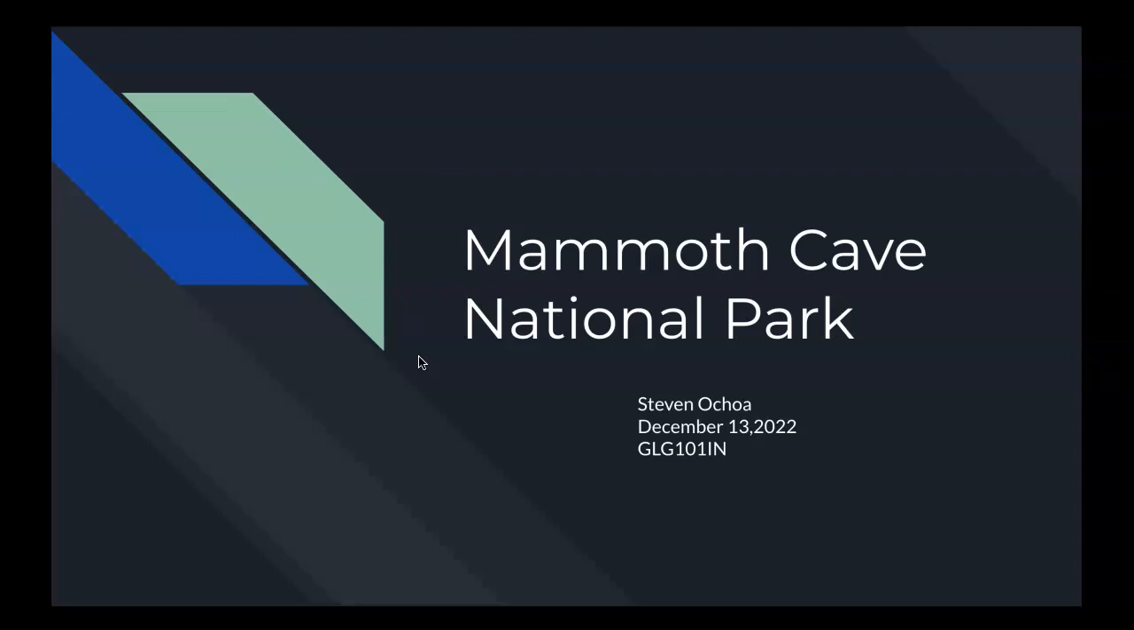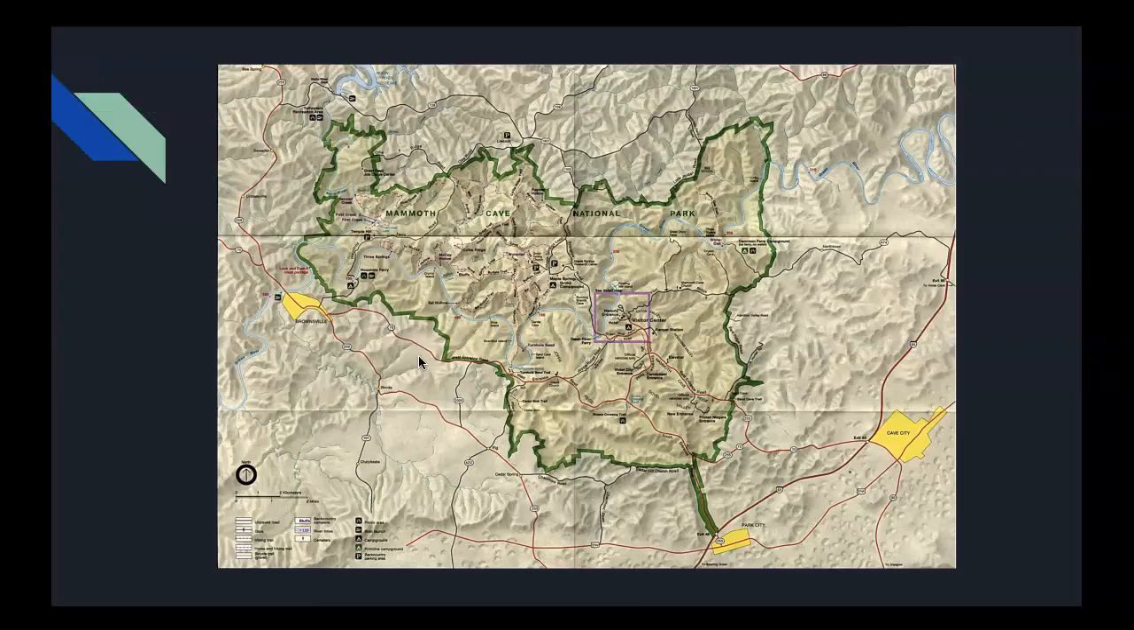I am doing my slideshow on Mammoth Cave National Park. As you can see here, this is kind of an overhead view of the cave. The Mammoth Cave is actually the world's longest known cave system that we have discovered today.